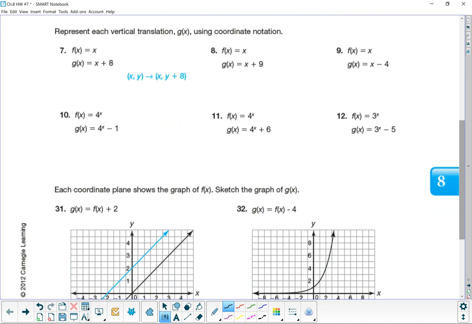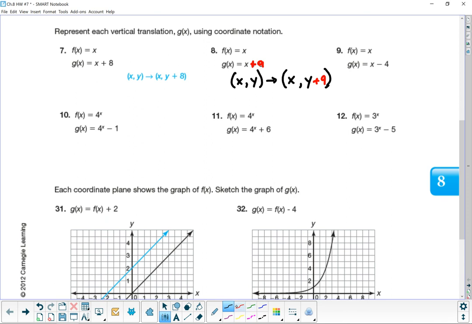Number 7, represent each vertical translation g of x using coordinate notation. Again, number 7 is done for us. Right? And these are all going to be the y values. These are going to be a vertical translation. So this one's going to be x, y for f of x, and that's going to turn into x is the same, but the y is going to be added to 9. So it's going to be plus 9. Just like that.